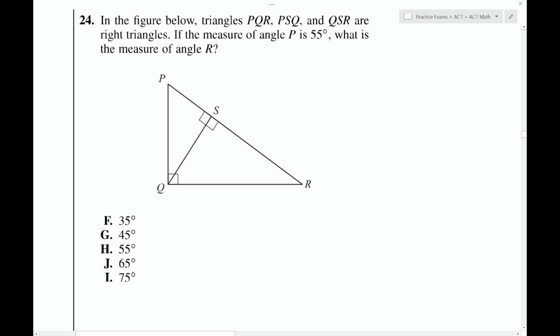The figure below, triangles PQR, PSQ, and QSR are right triangles. If the measure of angle P is 55, what is the measure of angle R? Okay. Well, right away, we know that this is a right triangle, the big one. So it just has to be that these are complementary, so that they add up to 90. So that would mean that the other one would be 35. So 35 and 55 is 90, and the other 90 is there.